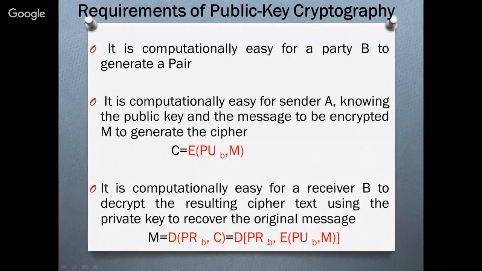The ciphertext is nothing but the encryption, with the public key of B, the receiver, of your plain text M. So it has been expanded. This D(PR_b, C) has been expanded as D(PR_b, E(PU_b, M)), that is, the private key of B, the receiver, applied to what has been encrypted with the public key of its own and the plain text over here.